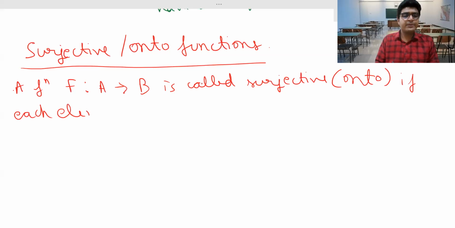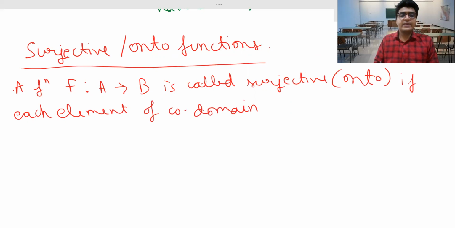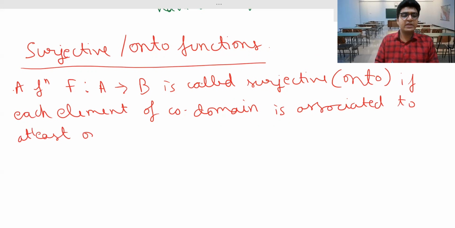each element of codomain is associated to at least one element in the domain, at least one element of the domain.